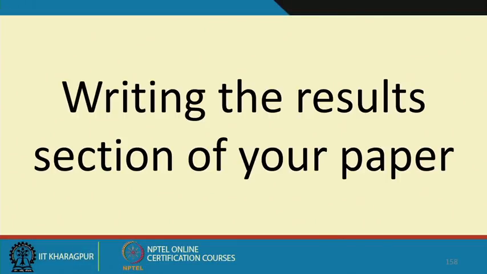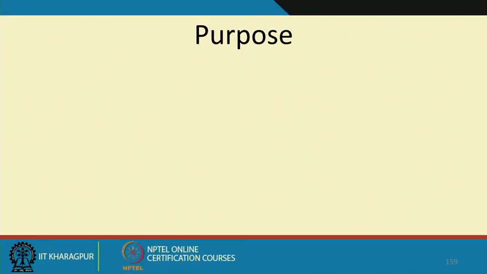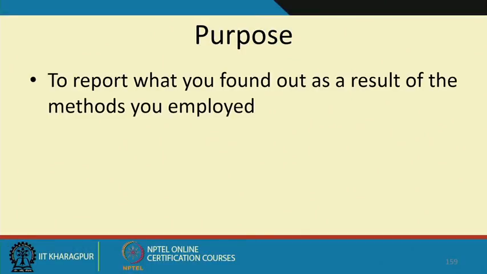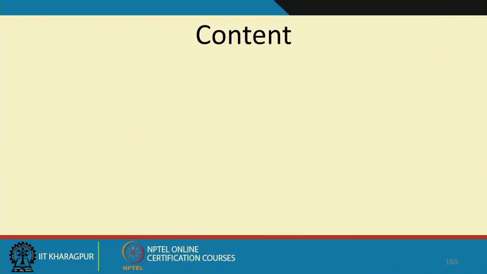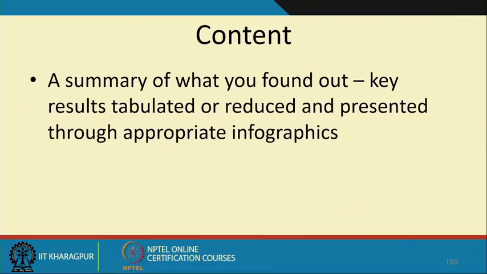So today we are going to talk about how you write up the results section of your paper. The purpose of this is to report what you found out as a result of the methods you employed. The first thing that you put in this section is a summary of what you found out. It brings out the key results that are tabulated or reduced or analyzed and presented through appropriate infographics.